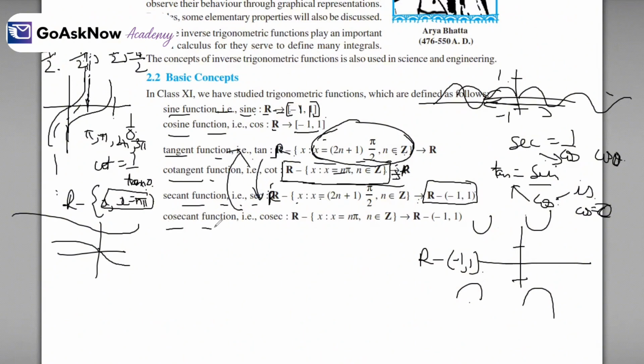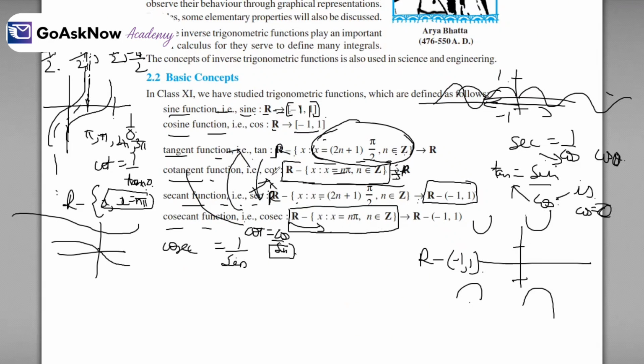And similarly, the cosecant function, or cosec function, is the opposite of your sine function. The domain is also defined like the domain of the cotangent function, because cot can also be written as cos by sine. A similar analogy applies: where the sine function is zero, that point should be excluded from cot and also from cosec.